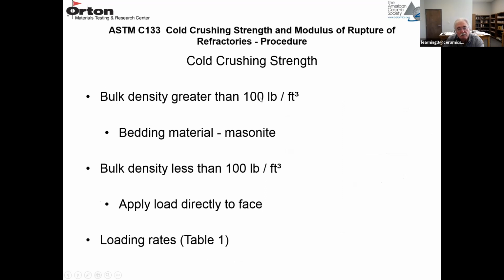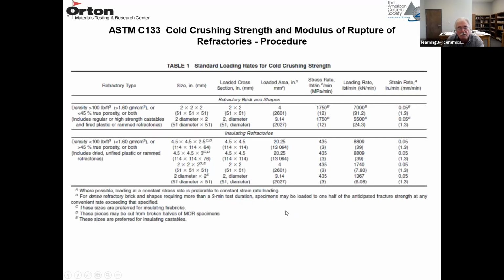So if you have a denser material, greater than 100 pounds per cubic foot, use a bedding material, and that's usually masonite. It's a soft particle board. If the bulk density is less than 100 pounds per cubic foot, you're going to apply the load directly to the face of the sample. And there are different loading rates for different size samples. And this is right out of the ASTM standard.